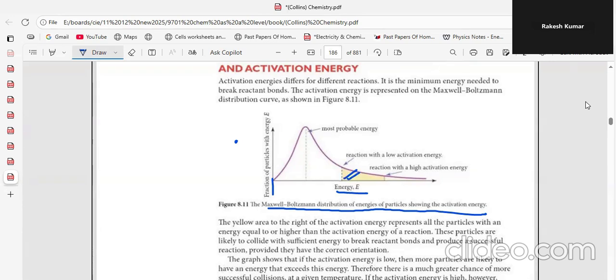This area is the number of particles. So if this is the energy, these particles have energy greater than this energy, and these particles have energy less than this energy. So this is like the normal distribution in maths, a probability curve.